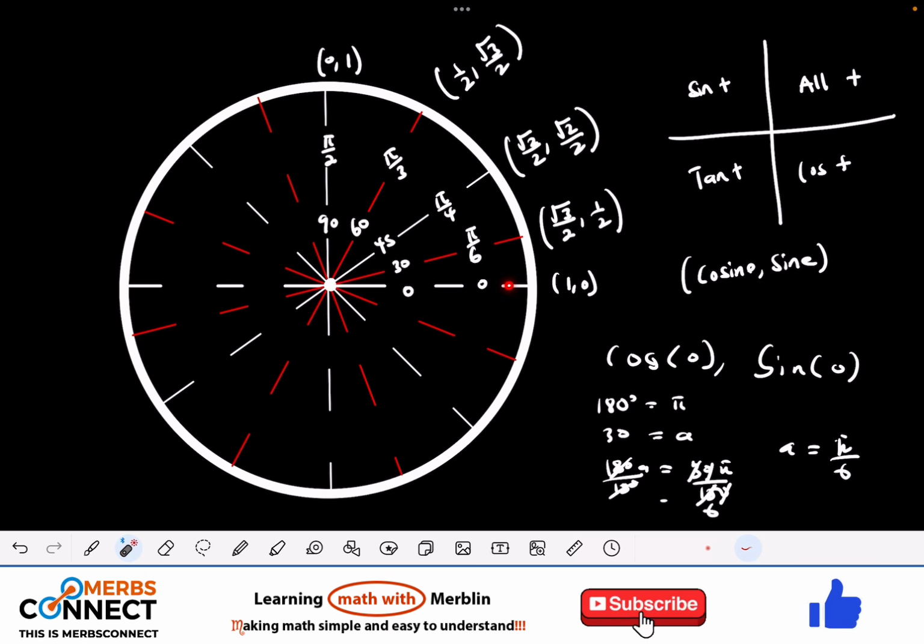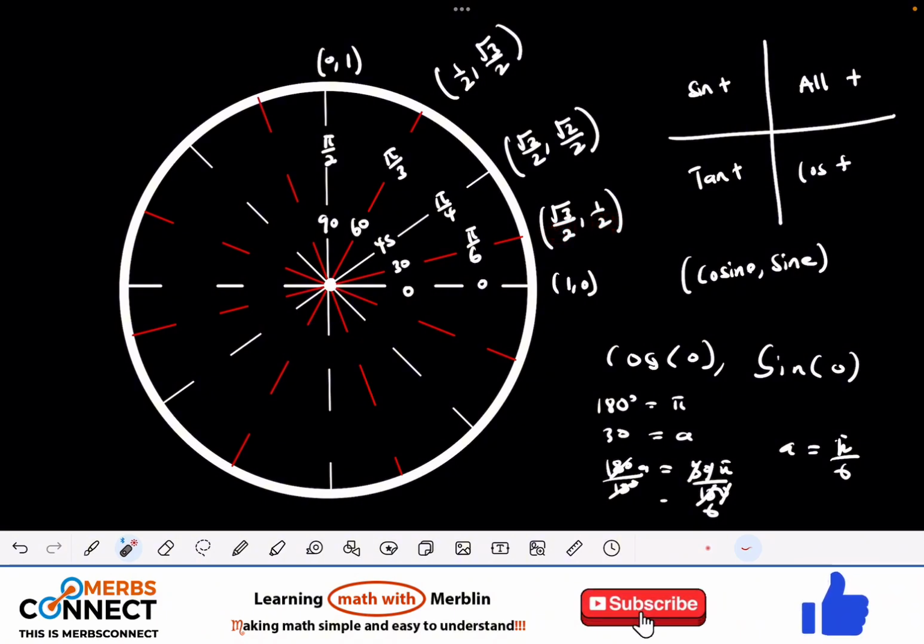Now what happens when I move to 45? Cos of 45 is root 2 on 2, and sine of 45 is the same thing, root 2 on 2. Then what is 60? When I move to 60, actually this and this interchange, we are going to change them.